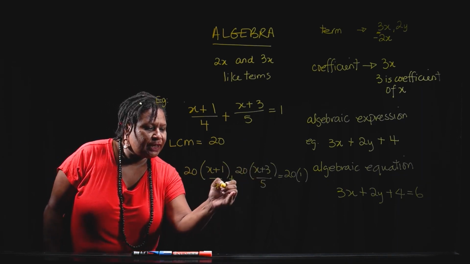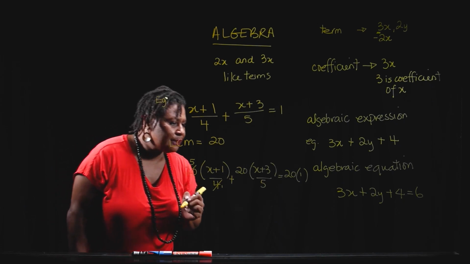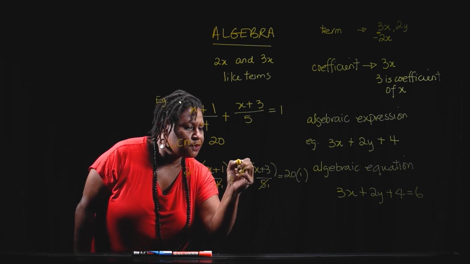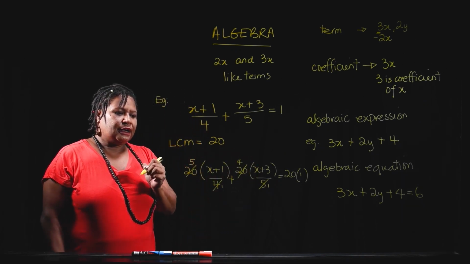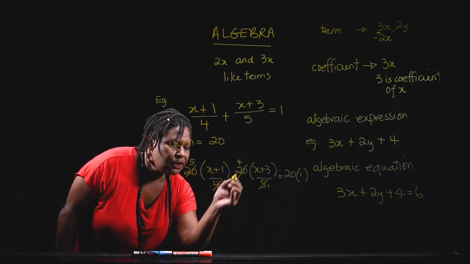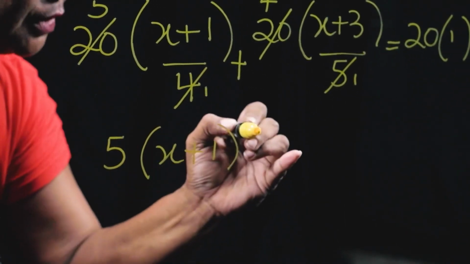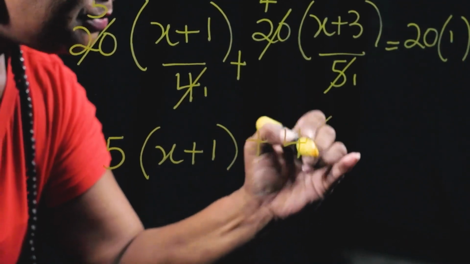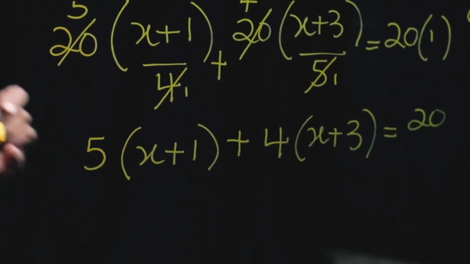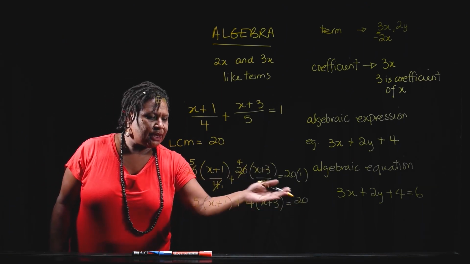Okay, so 4 divided by 4 is 1. 4 into 20 goes 5 times. All right. We have 5 into 5 goes once. 5 into 20 goes 4 times. Okay. Once we've simplified or removed the denominator, we need to rewrite what is left. So we have 5 times (x + 1) plus 4 times (x + 3) equal to 20. All right. So once the denominator is removed, we rewrite what is remaining.